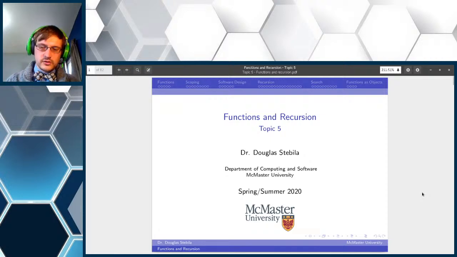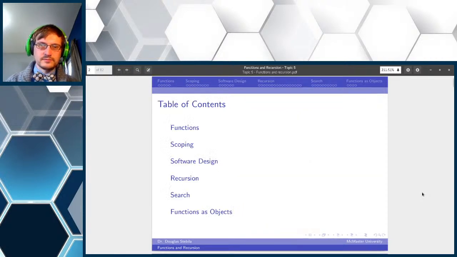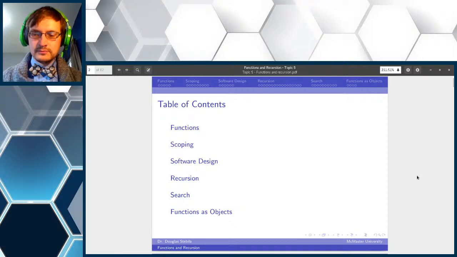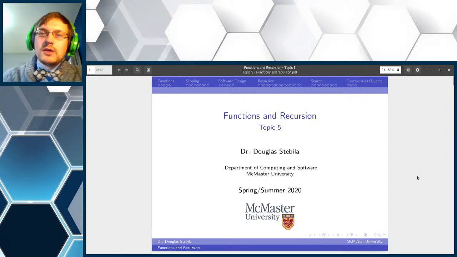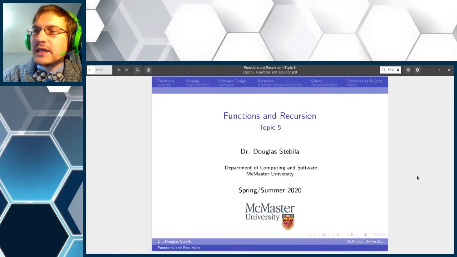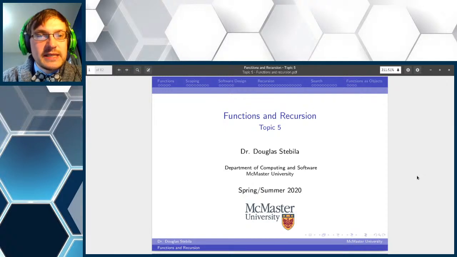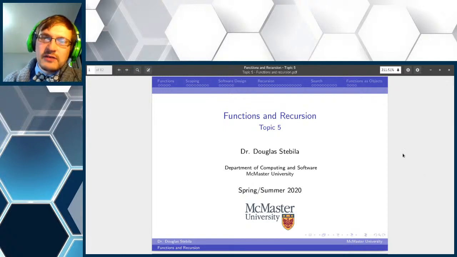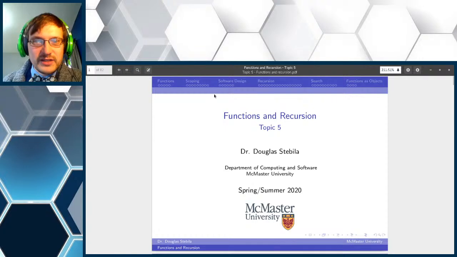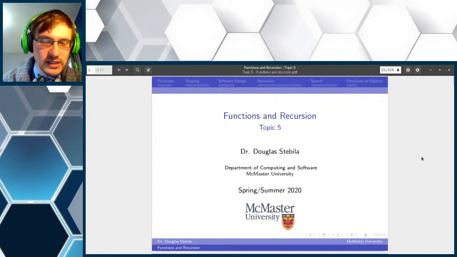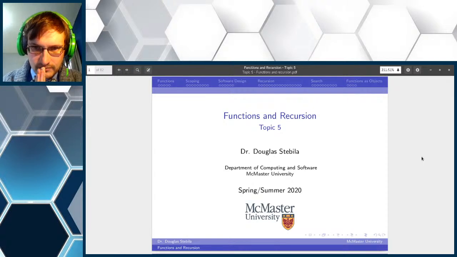So, functions and recursion. So, we've talked about recursion. We gave, shall we say, a rough introduction to the concept of recursion. As you can see from the outline of the topics, we are definitely spending a significant portion of time discussing recursion in this particular set of slides. So, let's get to it.